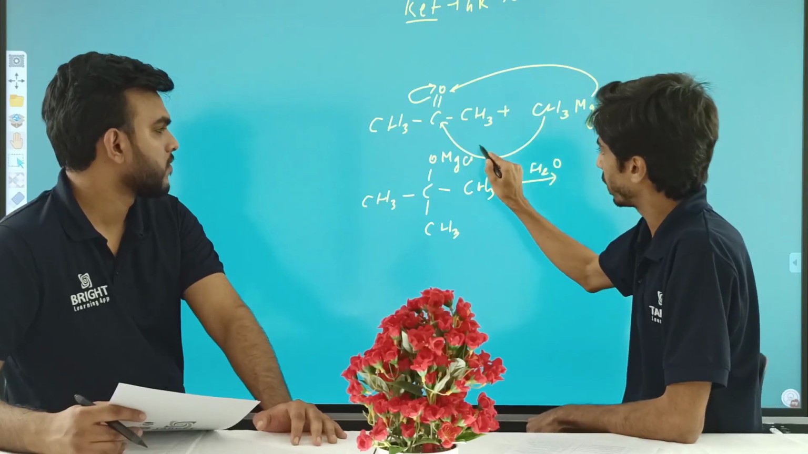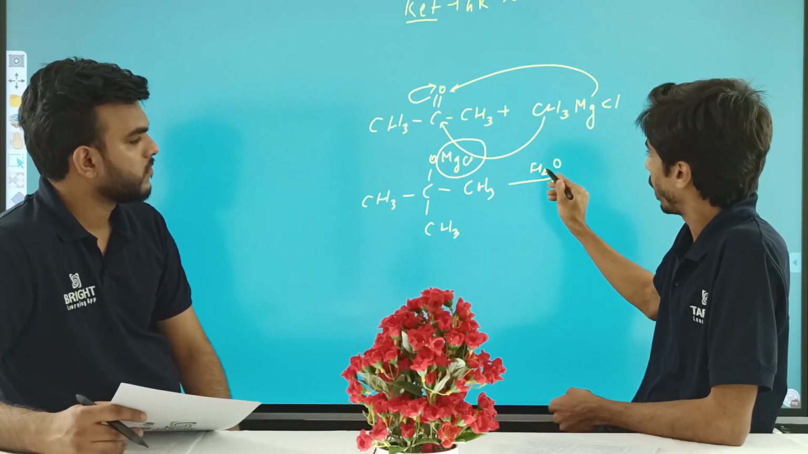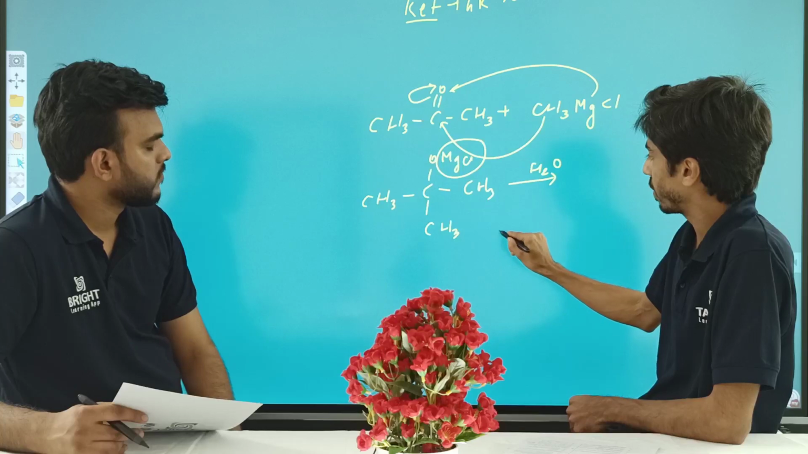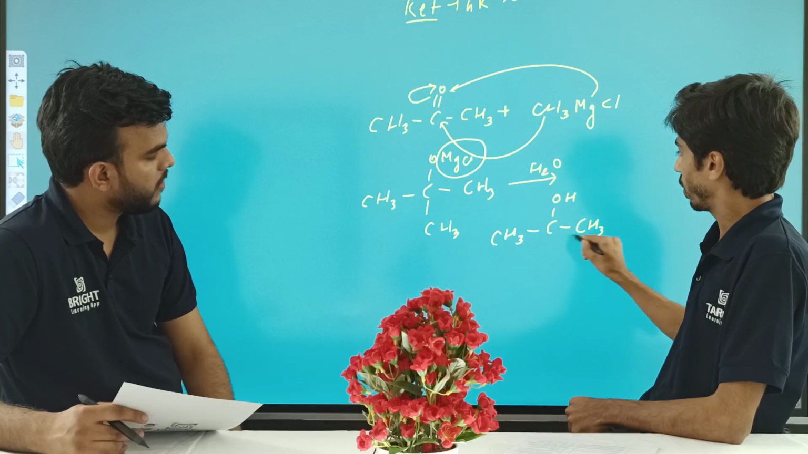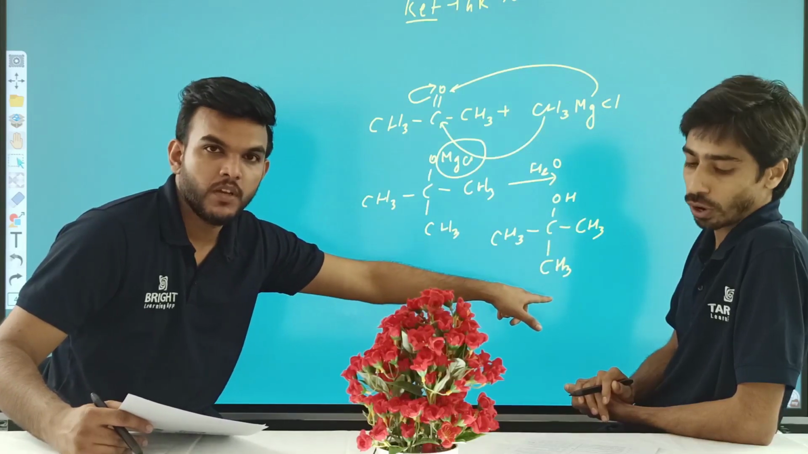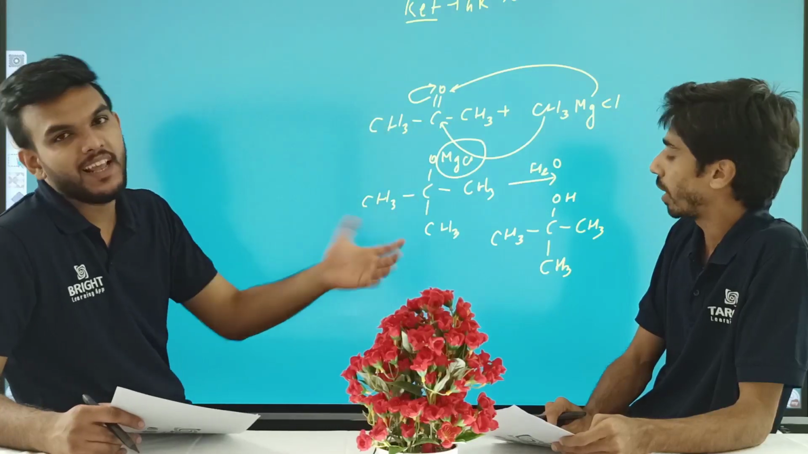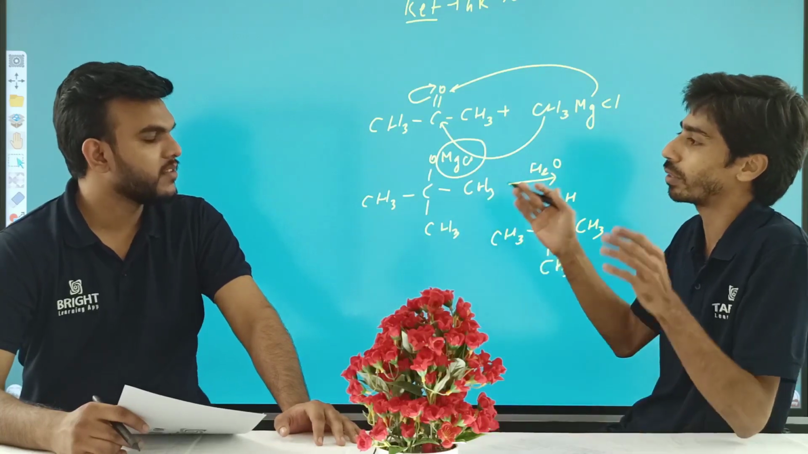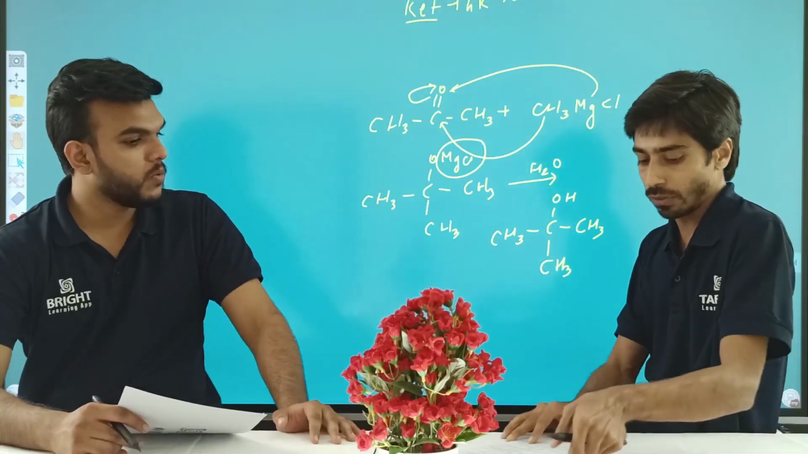On reaction with water, this MgCl will become Mg(OH)Cl, which will be eliminated. And the hydrogen atom from H2O will be placed instead of that MgCl. So the product will be CH3, COH, CH3, and at the bottom also CH3. It is a tertiary butyl group, there are 4 carbons here, and this is alcohol. So the answer is tertiary butyl alcohol, because the reaction between a ketone and Grignard reagent yields a tertiary alcohol. We'll move on to the next question.